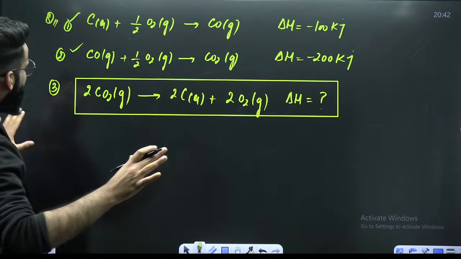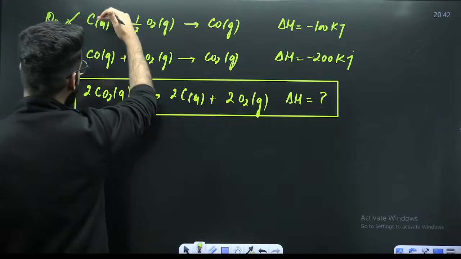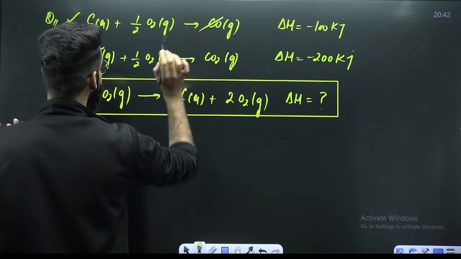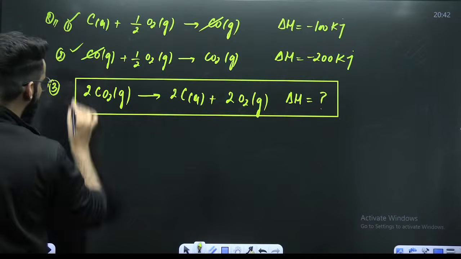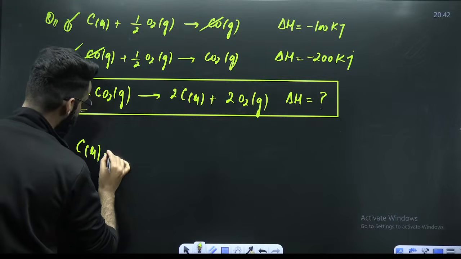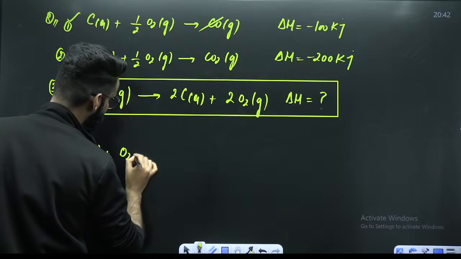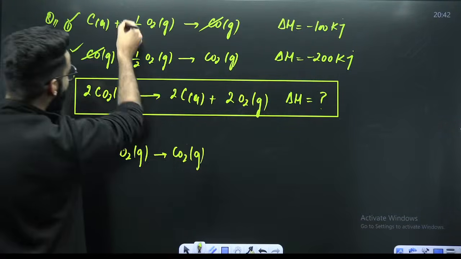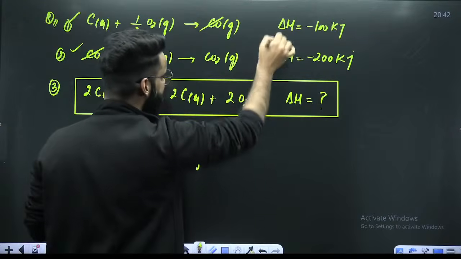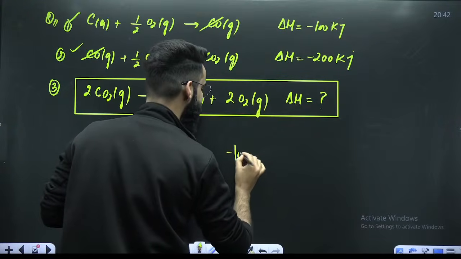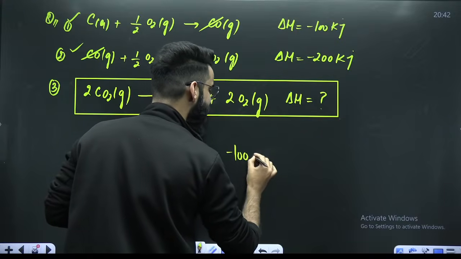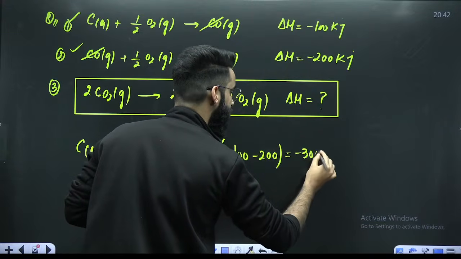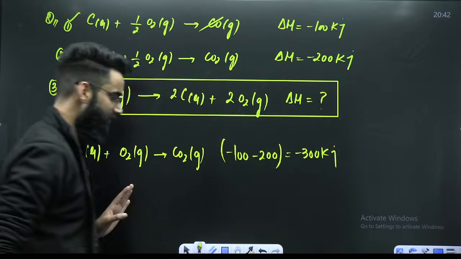My dear students, the first thing which I'll do, for example, is add first and second. When I add first and second, this and this get cancelled. So I'll be getting carbon graphite plus half of O2 makes it 1 times O2, gives carbon dioxide. Since I added these two reactions, their delta H values are to be added too. So it will be minus 100 plus minus 200, and this will be minus 300. Perfect.